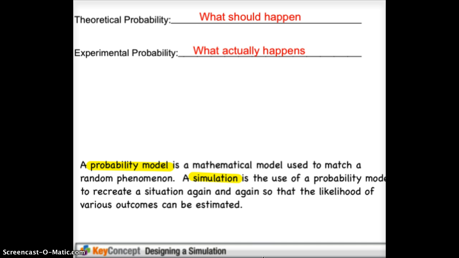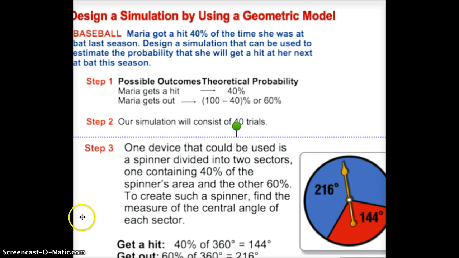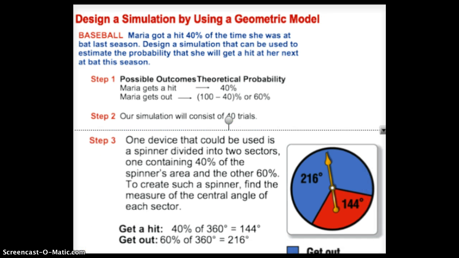So essentially what we're going to do today is you're going to have a scenario and you're going to look at the theoretical probability. You're going to set up a model based on that theoretical probability, and then you're going to simulate it using trials to find what your experimental probability is, what actually happens in this experiment. So that's what we're moving towards now. This slide is mainly on how do you design it. So they're going to give you a scenario like this one.